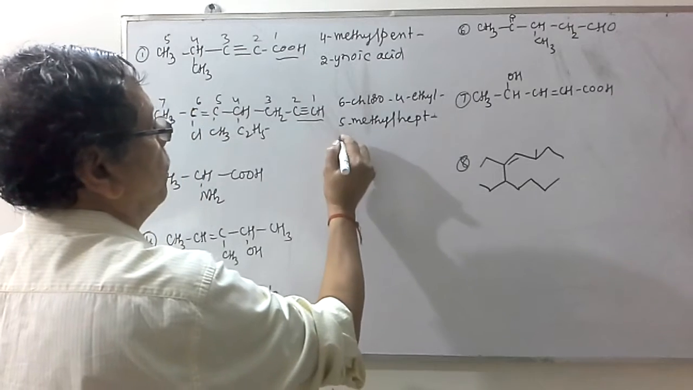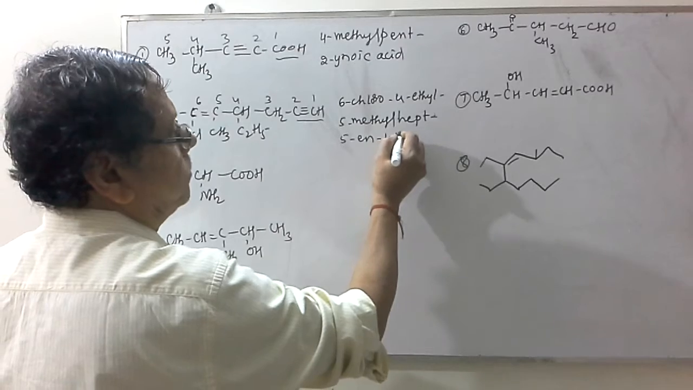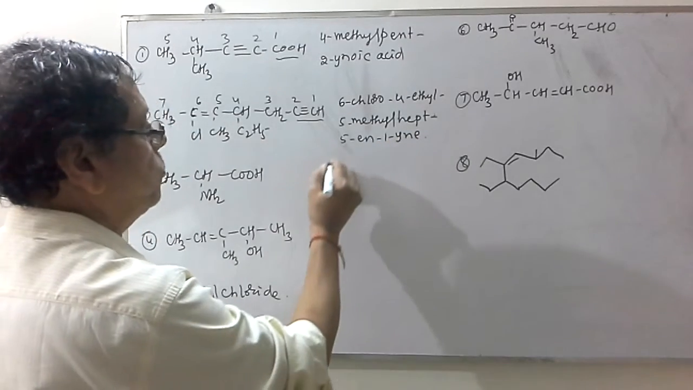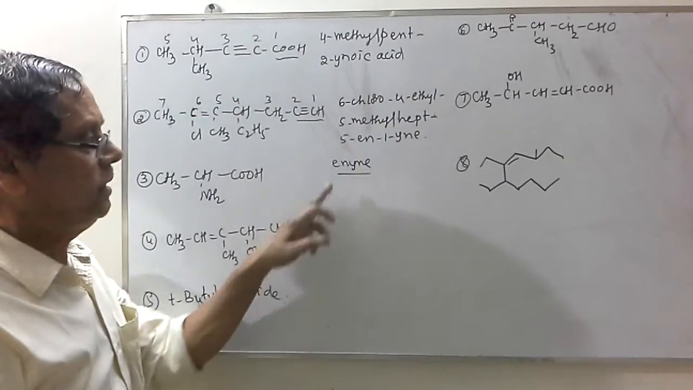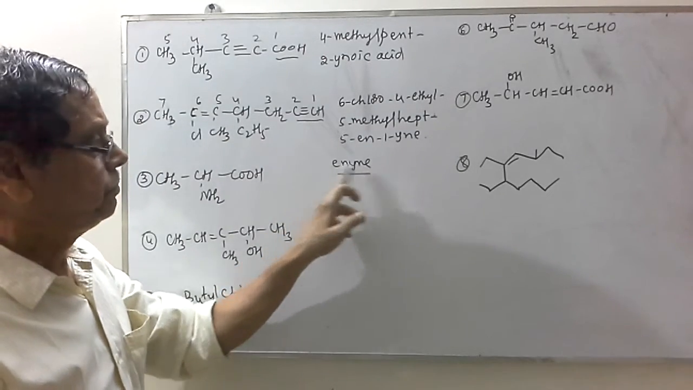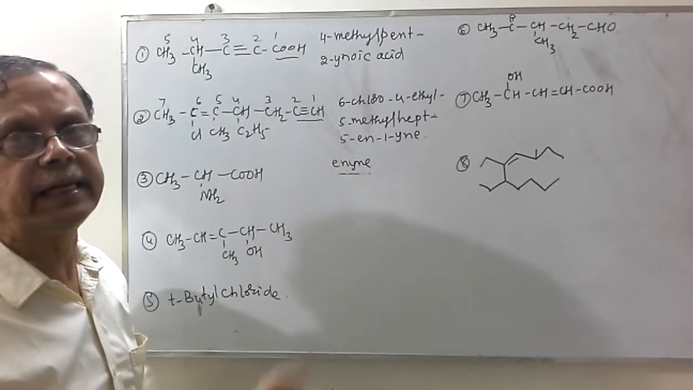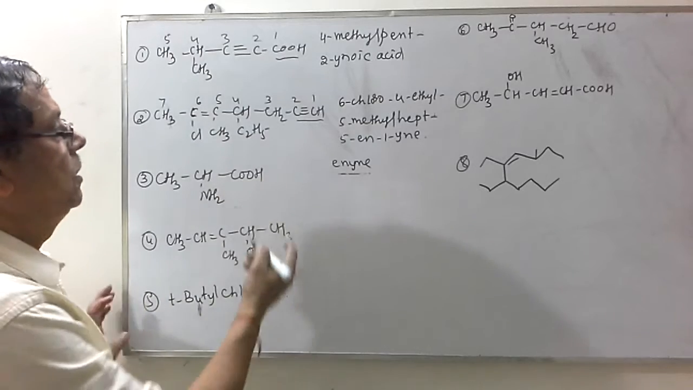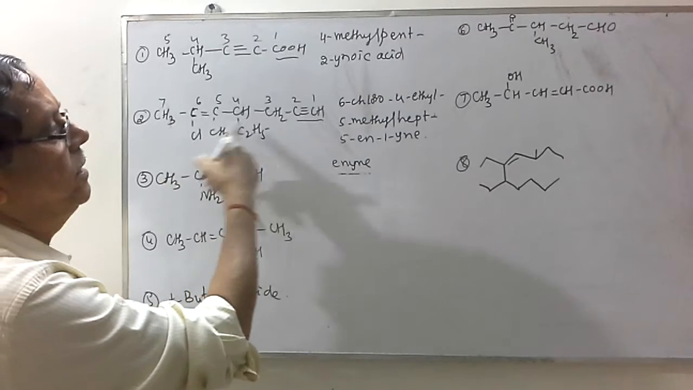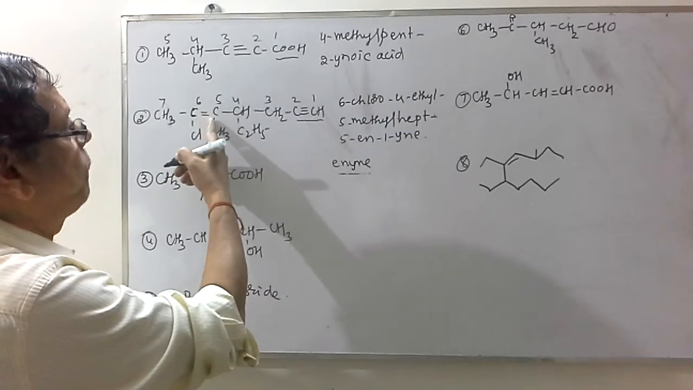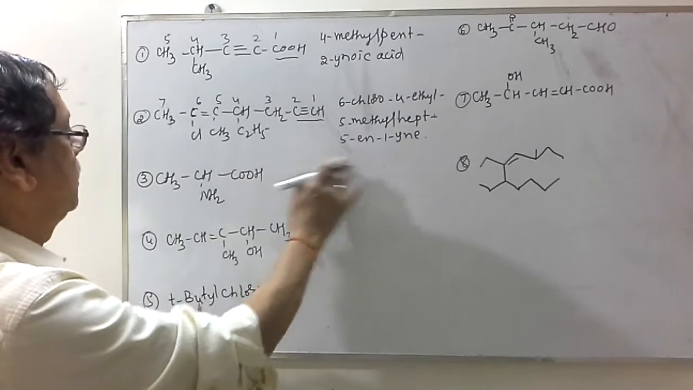Hept, 5-ene, 1-yne. Always it should be indicated as enyne, not yne. So it is ene and then yne. Between this double and triple bond, the triple bond should be indicated at the last place. So it is 6-chloro, 4-ethyl, 5-methyl, hept, 5-ene, 1-yne. That is the correct name of the compound.